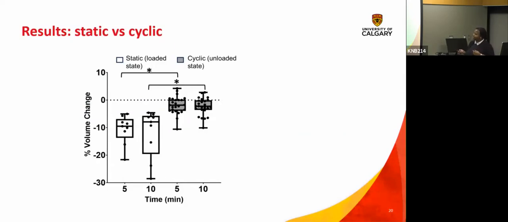We did the comparison at the 5 and the 10-minute time points, because remember, for the static loading, we didn't have multiple time points like the cyclic loading. So we chose to compare them at 5 and 10 minutes. For the cyclic loading, the 5-minute mark was pretty much around the 50th cycle, and the 10-minute was really at the 100th cycle. And so pretty much the cells were recovering their volume at that time anyways.